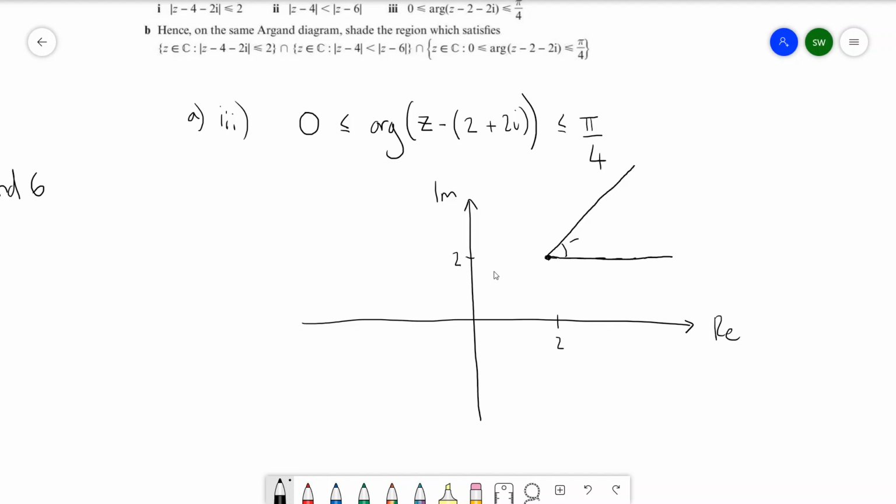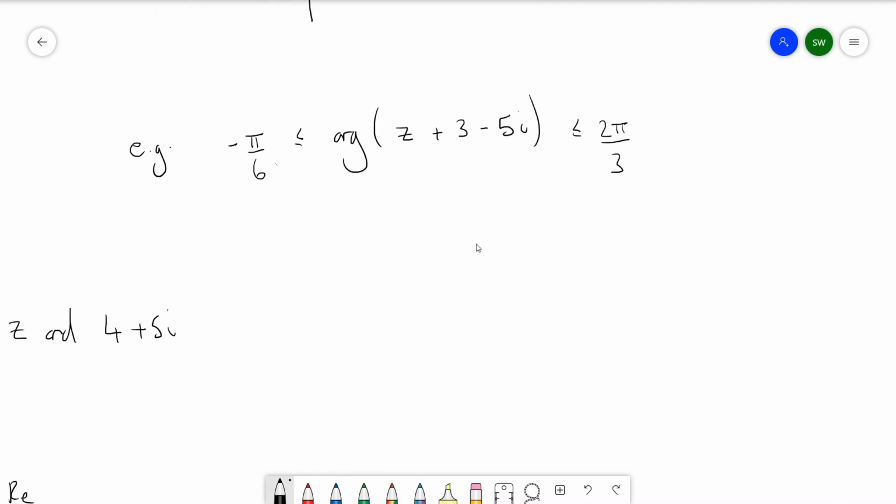So if that is an angle of pi over 4, then z could be anywhere in between those 2 lines. Let's just check that that makes sense. Let's imagine z was over here. Then z minus 2 plus 2i is the vector that starts at 2 plus 2i and goes to z. Now the argument of that vector is going to be that angle there. And because that angle is between the 0 angle line and the pi over 4 angle line, then that angle is going to be in between them, so it would satisfy that inequality.